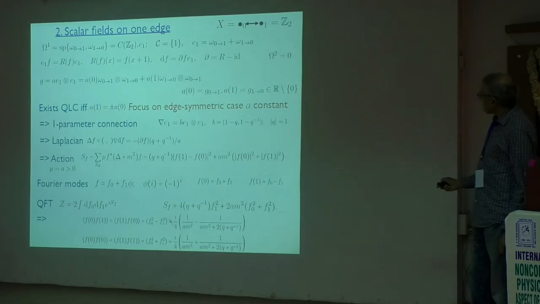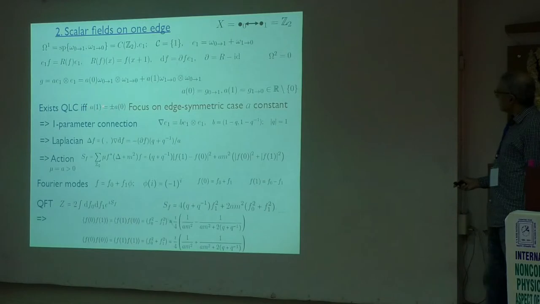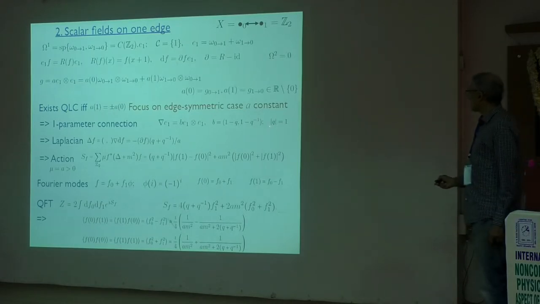In fact, it turns out that a quantum Levi-Civita connection exists in this example if and only if the edge weights are equal or one is minus the other. Minus the other, we don't know what it means physically, so we're just going to focus on the case where they're equal. So a is going to be a constant. Now a is a constant, the metric is just e1 tensor e1 times a constant. There is a one-parameter solution for the quantum Levi-Civita connections, torsion-free and metric compatible, and they have this form. So nabla of e1 is a function times e1 tensor e1, and that function is given on the two values here. And q is a root parameter, a modulus 1 parameter. That comes out of the reality condition, which forces this to be the case.